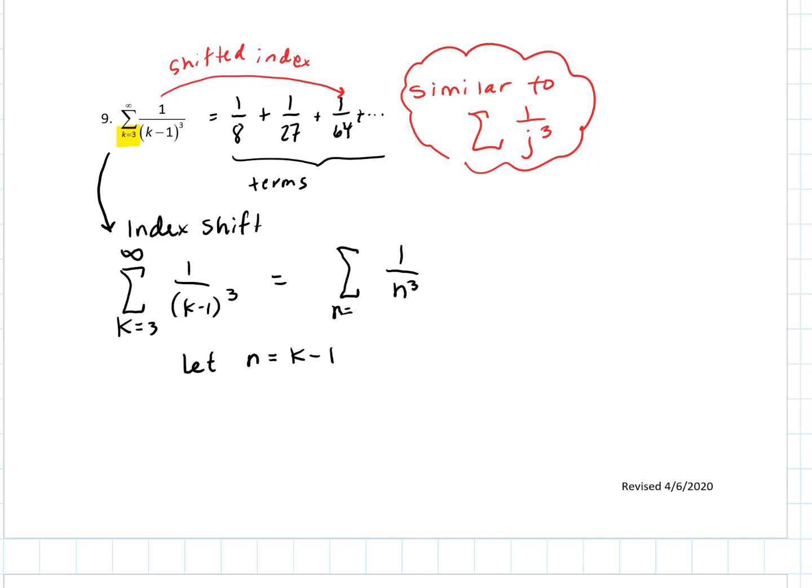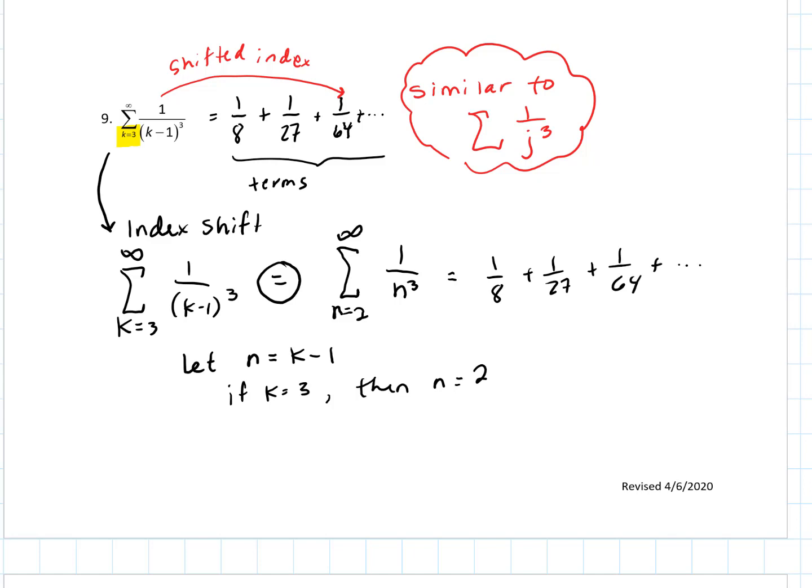Well, if k equals 3, then n would start at 3 minus 1, so n would be 2. So this would start at 2 to infinity, and we can see that this is equality, that is exactly equal to the series that we had above. Just a quick little index shift, and we can see that we get the exact same series.